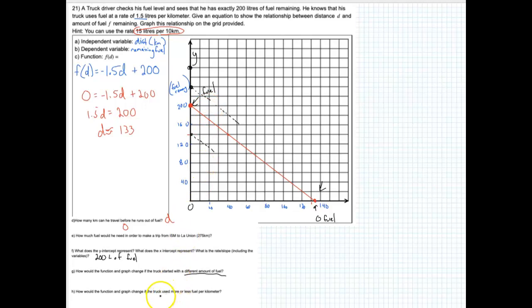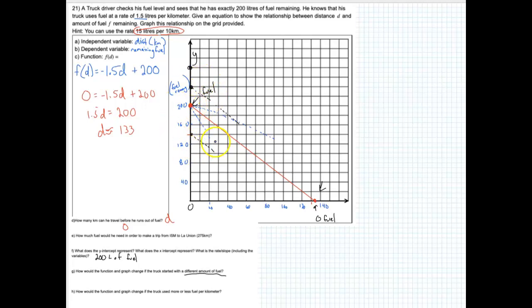How would the function or graph change if we used more or less fuel? Let's say we took a lot of weight off, or we dropped a load off, so it burns a lot less fuel. We still have that same starting amount, so we could probably go a further distance with an empty truck, because trucks are heavy. What if we had a heavier load? We might burn more fuel. We might see it steeper. So the rate at which the truck burns fuel might increase or decrease if we change that, and it may depend on how much weight. But our starting point we'd still say is 200.